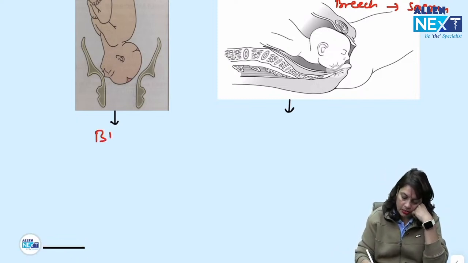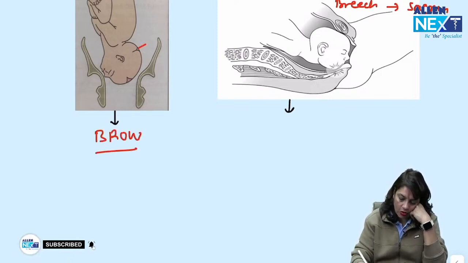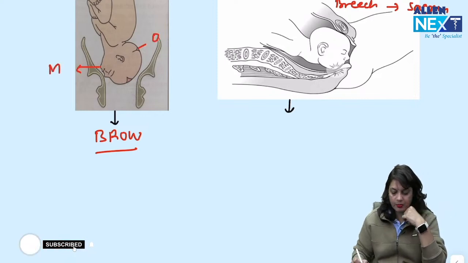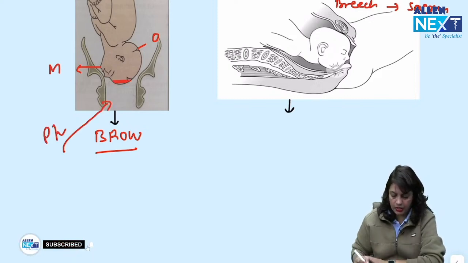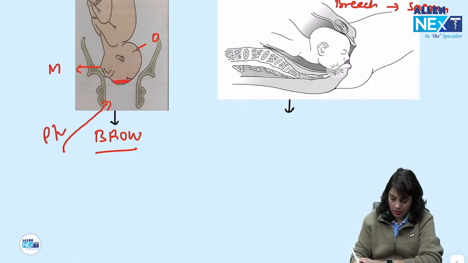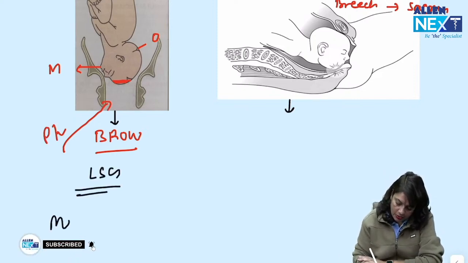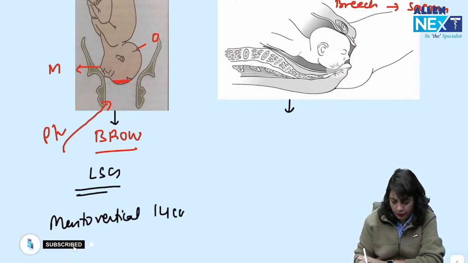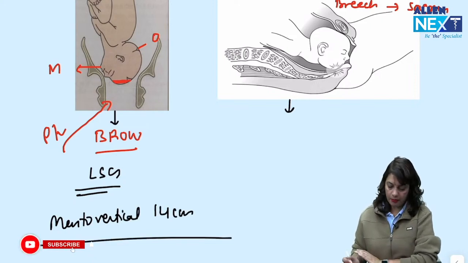This first image is showing the brow presentation. It is not vertex because the occiput is behind. It is not face because the mentum is behind. So this is the part which you see on per vaginum examination. So this is brow presentation. It will not deliver, you have to do cesarean section because of the largest diameter, that is mento-vertical, 14 centimeters, which cannot pass through the maternal pelvis.